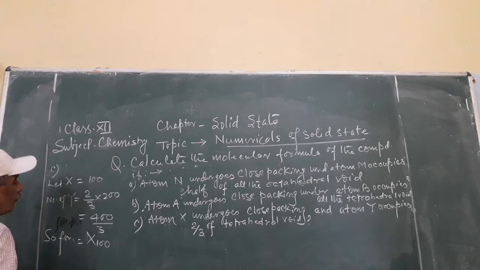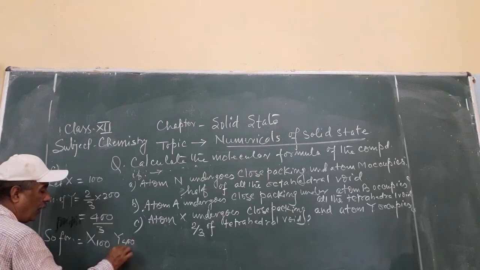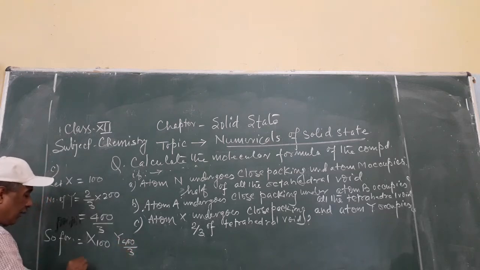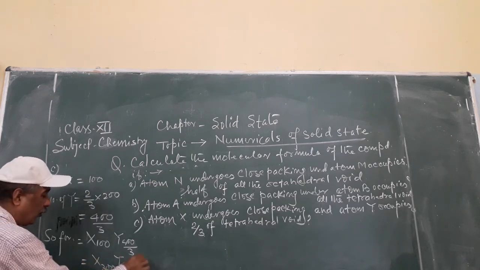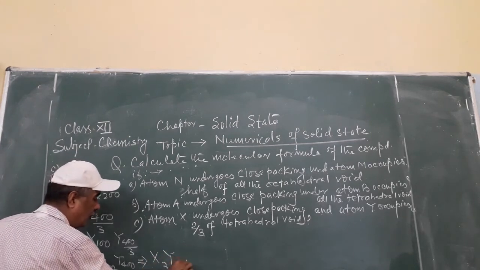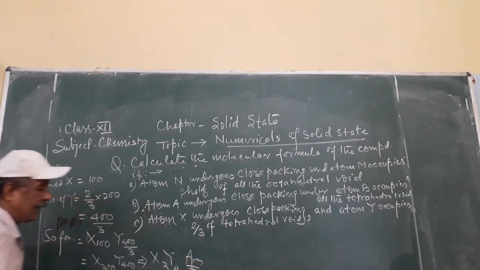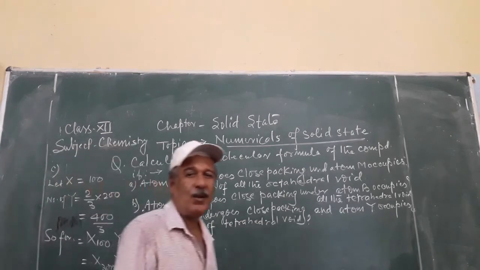So the formula will be X100 Y400 upon 3. When you multiply this by 3, it will be X300 and Y400. So the formula will be X3Y4. So this is the answer, X3Y4. In this way, students, questions are asked during determination of the molecular formula of the compound.